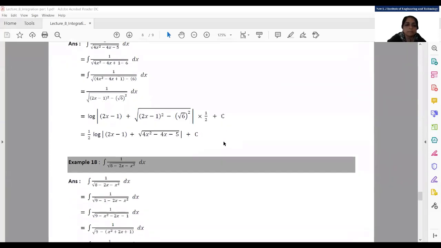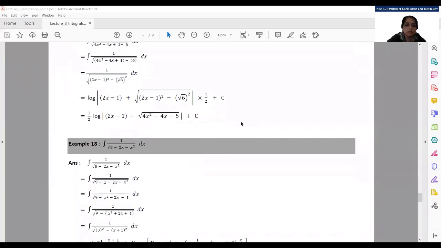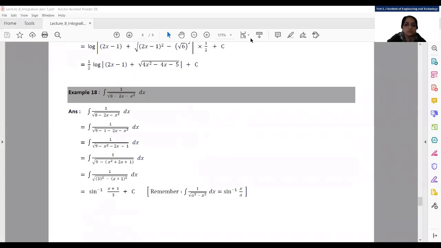The next sum is the integration of 1 upon under root 8 minus 2x minus x square. See, here this is minus x square, this one is minus 2x. If minus x square is my first term and minus 2x is my middle term, then my last term will be minus 1. So I keep this 8 as 9 minus 1. So 9 minus 1 minus 2x minus x squared.